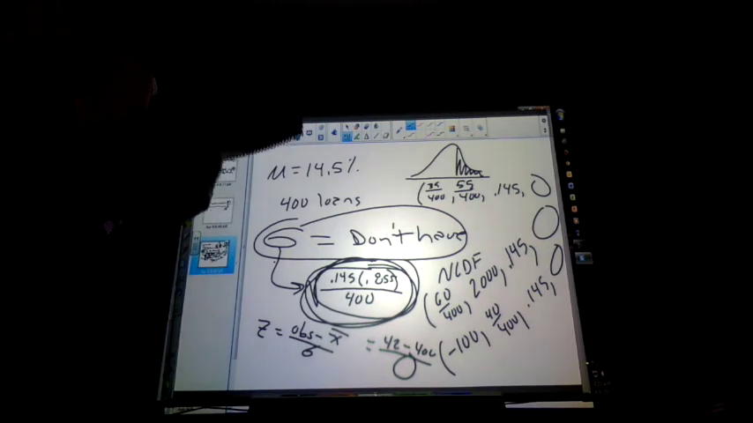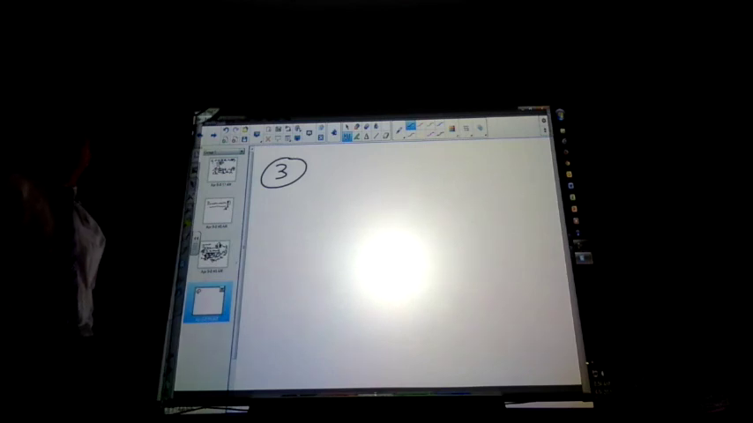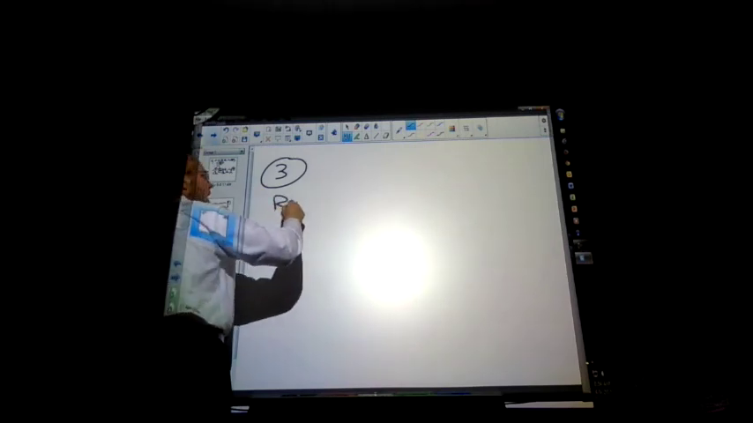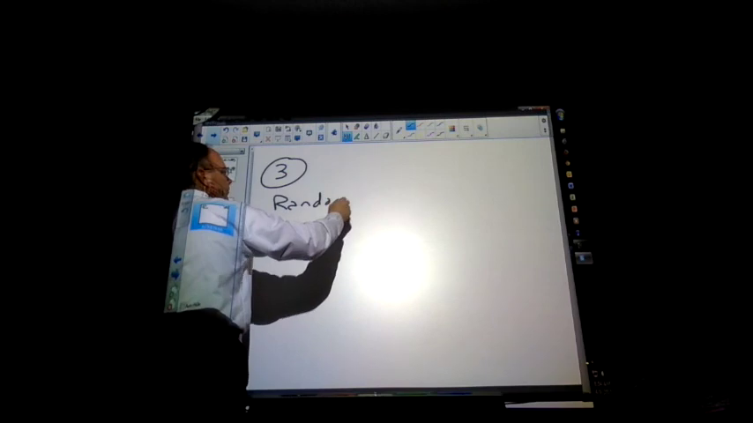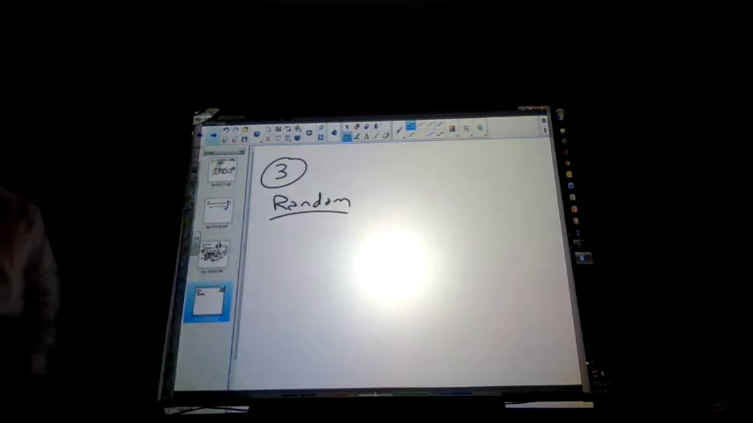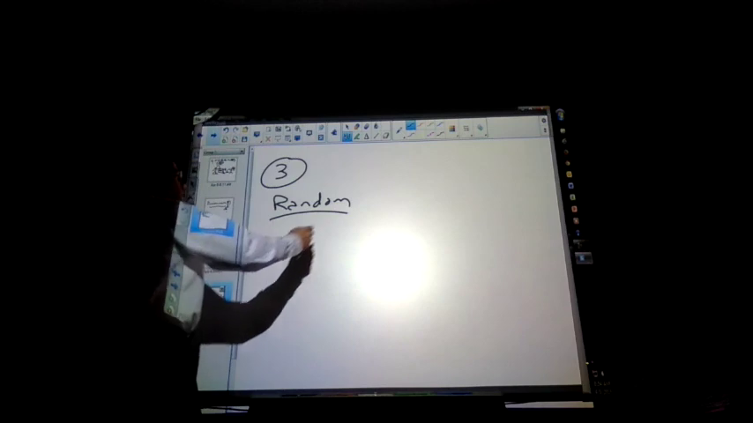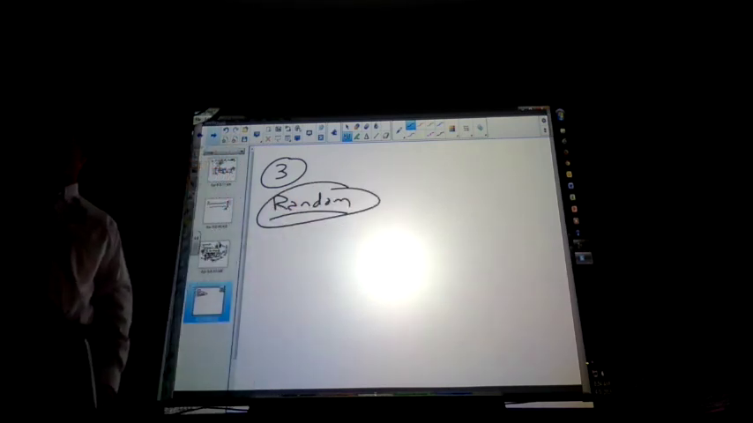Are we okay? So the big thing you're going to see is, do the 3 assumptions work? Is it random? How do you know if a problem's random? It tells us. You have to trust. If it says we randomly selected, you have to trust that they're telling the truth. So that's the first thing you're looking for: the word randomly, or random, or a random sample.